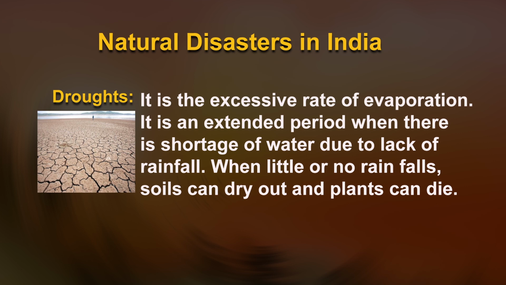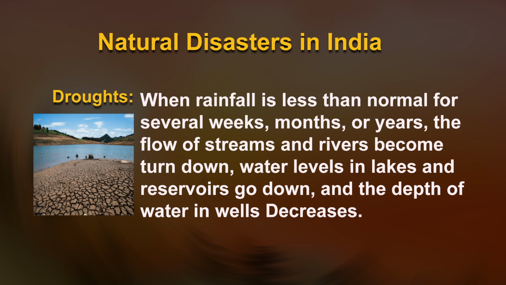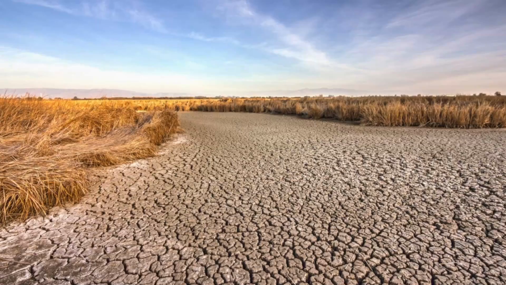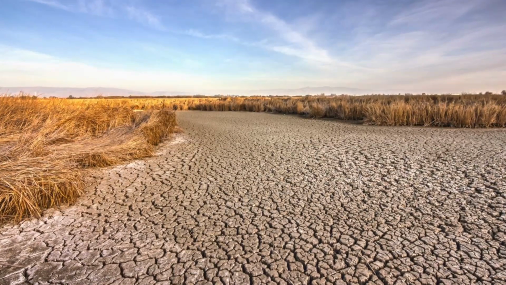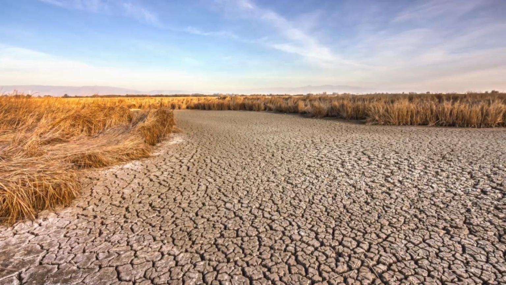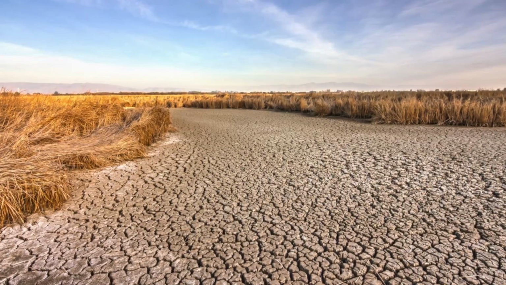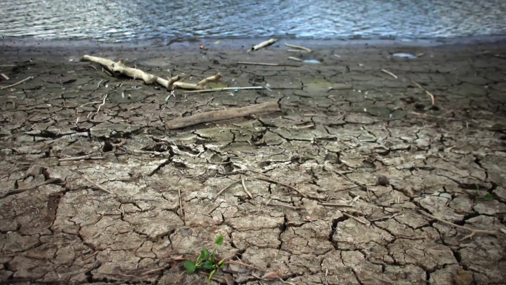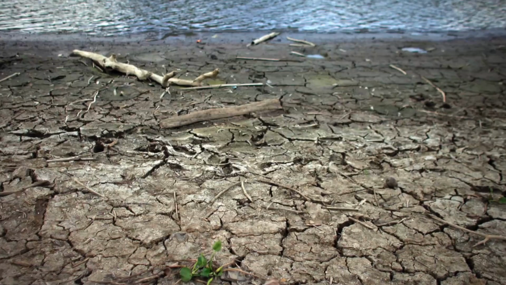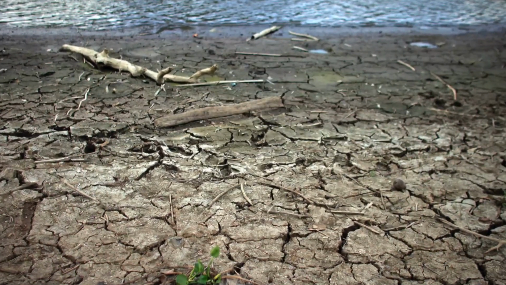When little or no rain falls, soils can dry out and plants can die. When rainfall is less than normal for several weeks, months or years, the flow of streams and rivers turns down, water levels in lakes and reservoirs go down and the depth of water in wells decreases. If dry weather persists and water supply problems develop, the dry period can become a drought. Drought has been a regular incident in the arid and semi-arid regions of India, but widespread drought even in other parts is the most dreaded direct effect of climate change.